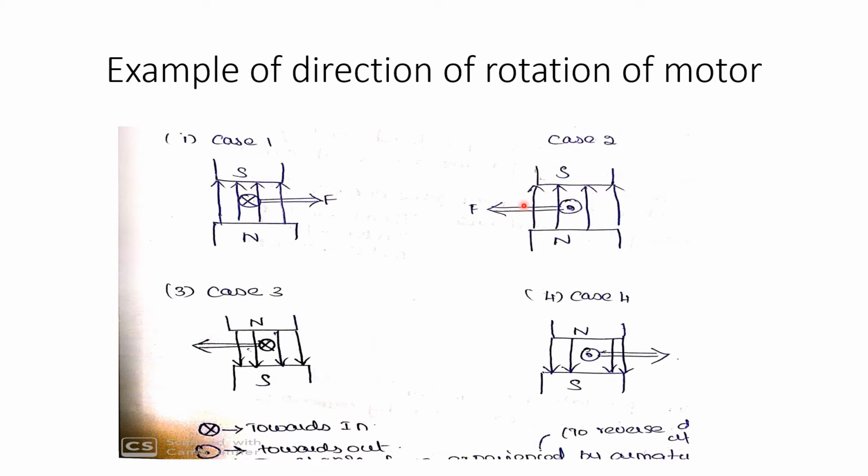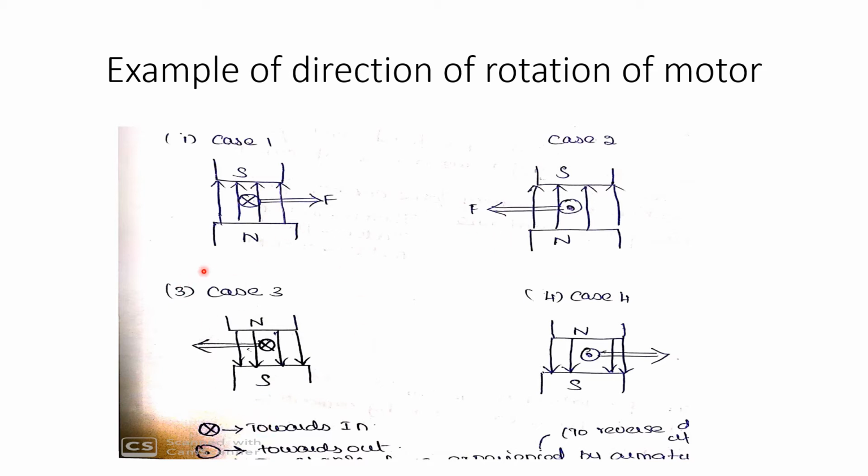In case 2, I am just changing the current position. Here I have represented a dot. The dot represents current coming out of the paper, towards the user. If I apply Fleming's left hand rule, the force is towards this side.